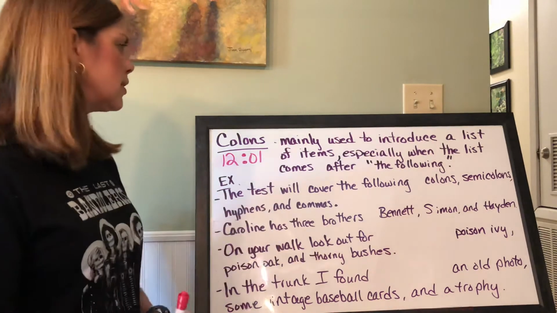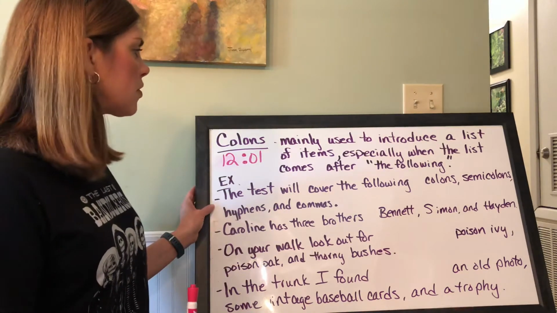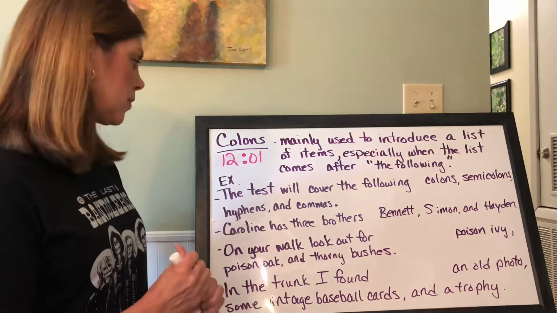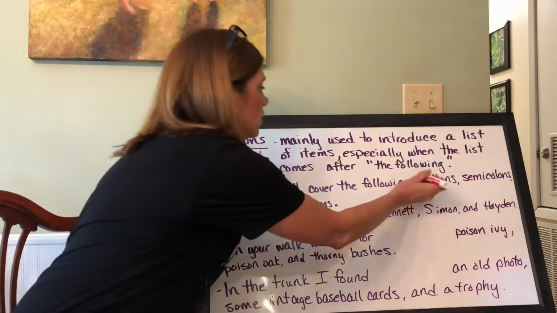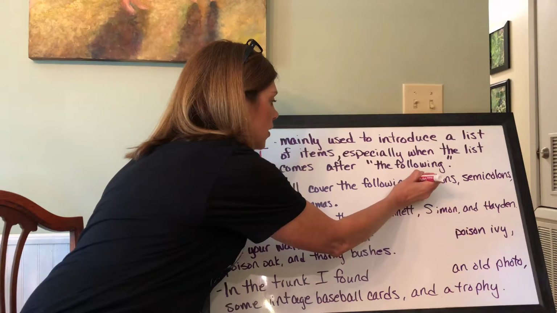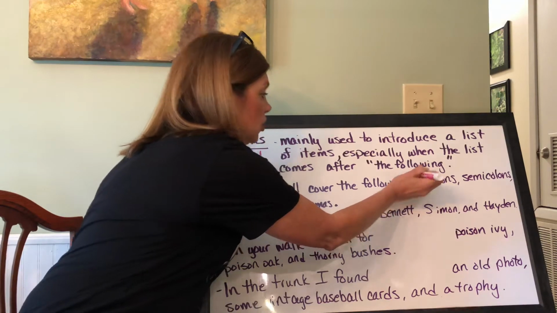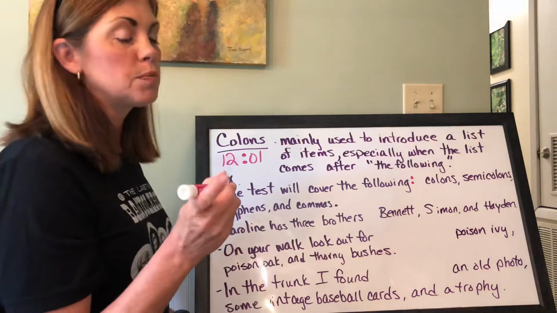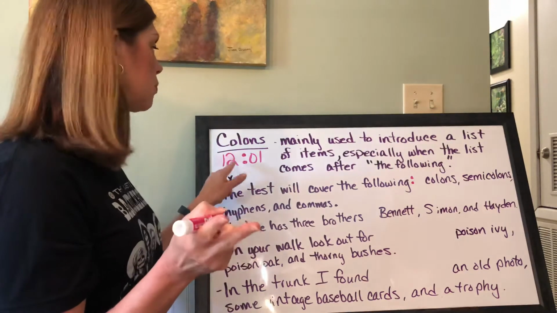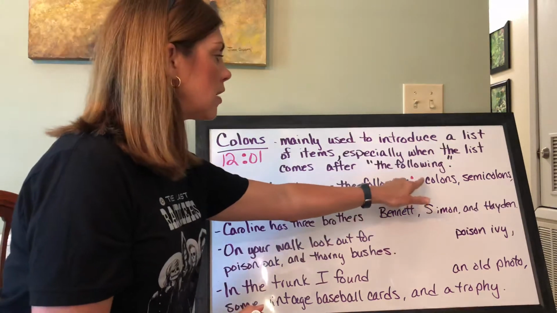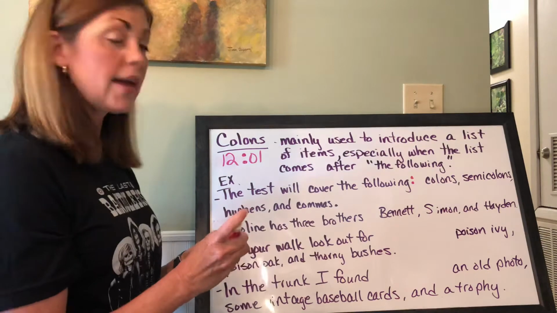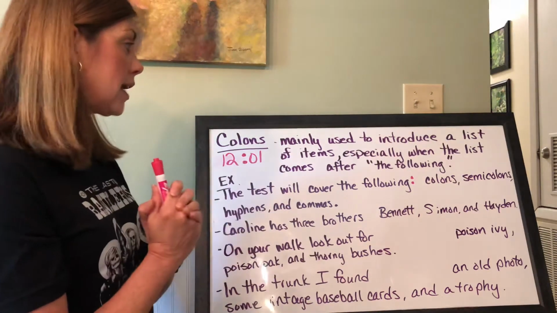So look at this first sentence. The test will cover the following: colons, semicolons, hyphens, and commas. So you would put a colon right here. And if the rule hasn't changed, if you were typing, I believe you always put two spaces after a colon, except with time. So in a sentence, usually you have two spaces there. Now, if that has changed, just blame it on me being a dinosaur.